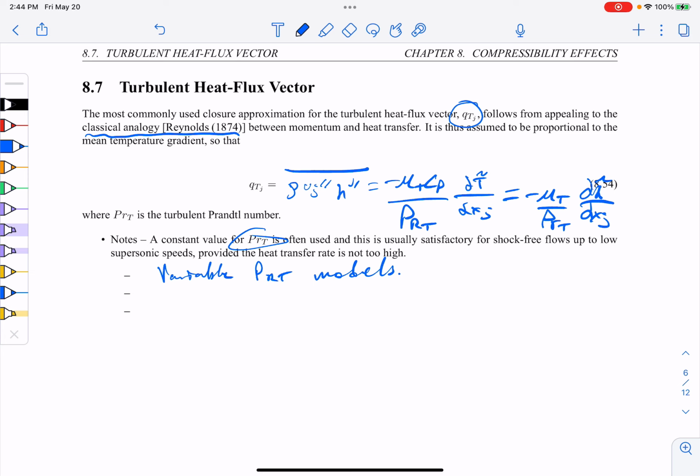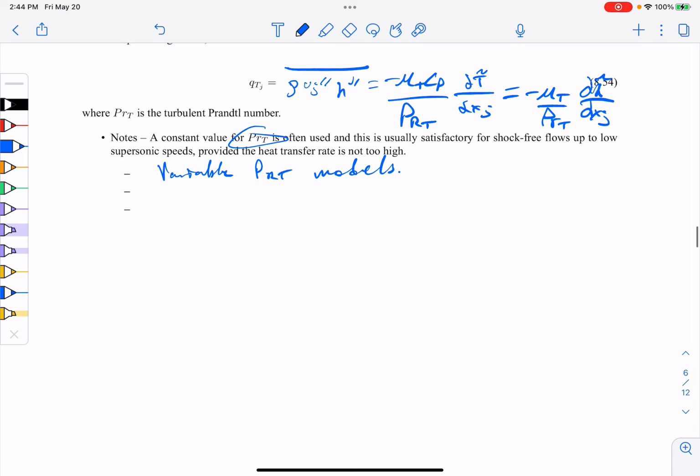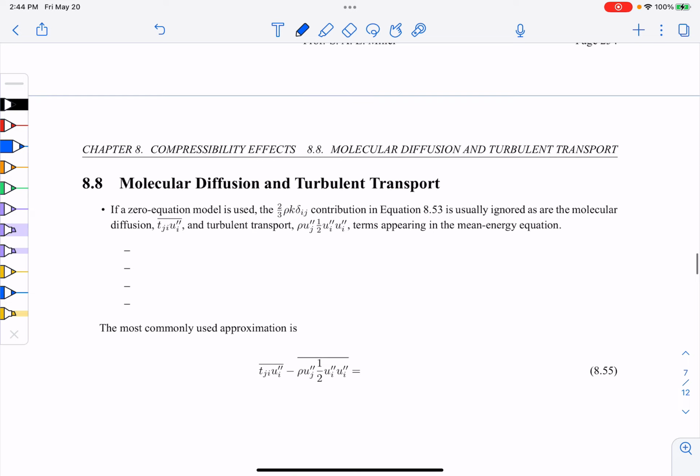And in the rest of the flow, it might be on the order of, say, 0.5, say in a shear layer or a free stream. So that's the most common turbulent heat flux vector approximation. Now what about molecular diffusion and turbulent transport?